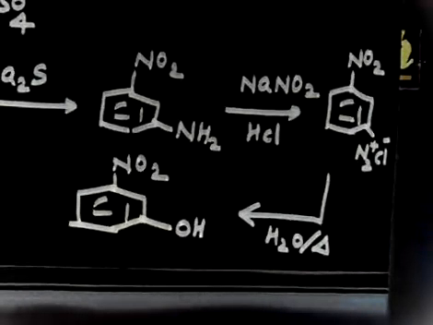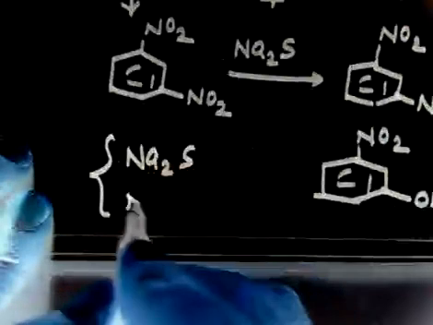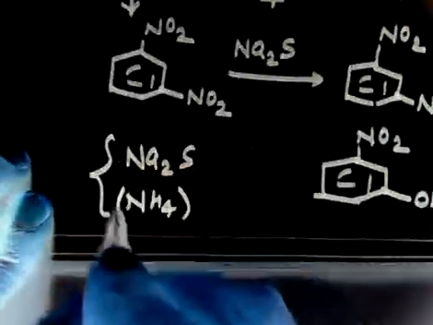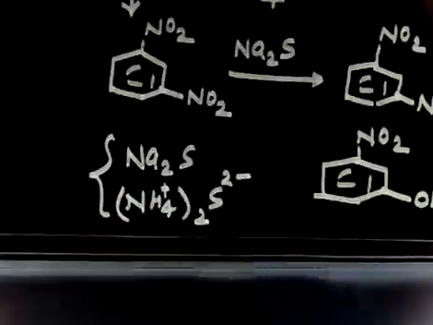You have to only remember one fact: if benzene contains two NO2 groups, and I want to reduce only one NO2 group, then I have to use Na2S, that is sodium sulfide, or sometimes you can also use (NH4)2S. So there are two reagents. So either you can use Na2S or (NH4)2S, because NH4 plus S2 minus, so I have to take 2 ammonia. Let us discuss the next problem.